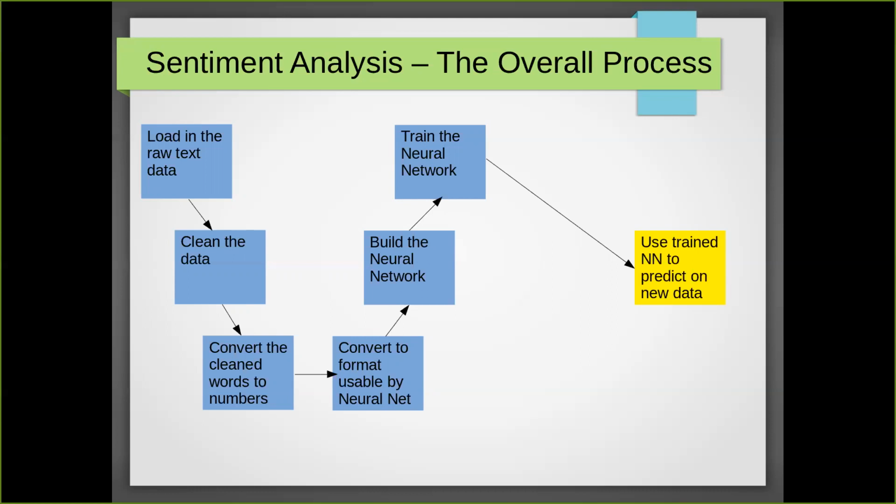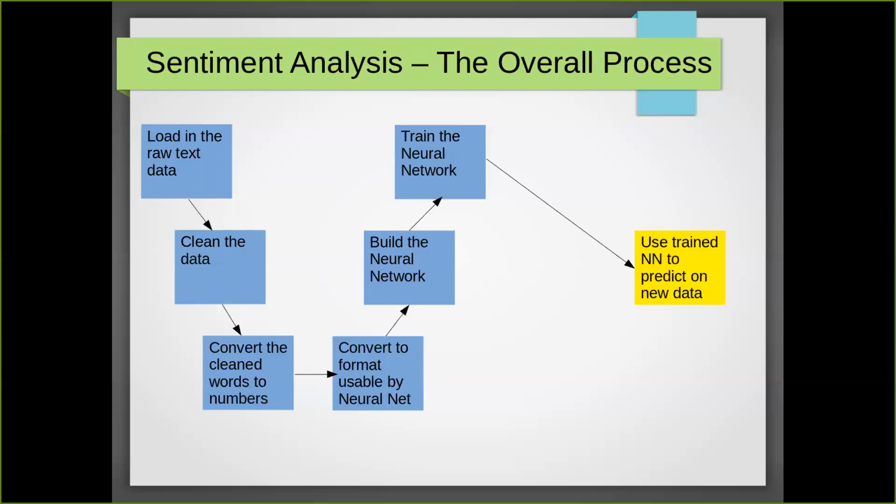So once we've got it in the format it needs, we then build our neural network up, and then we train the neural network by shoving all the training data through it, and then it gradually, hopefully, gets better and better. And then once we've got it fully trained, we'll show it some data that it hasn't seen before, to see how well it predicts on this new data.